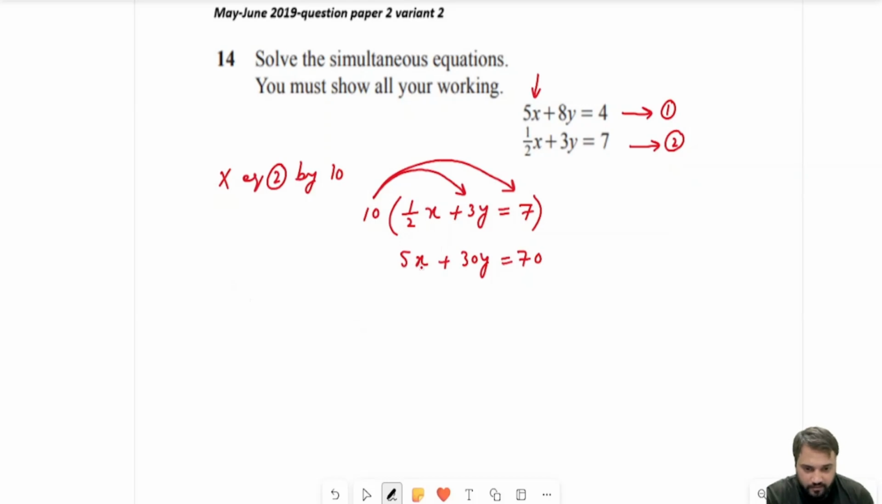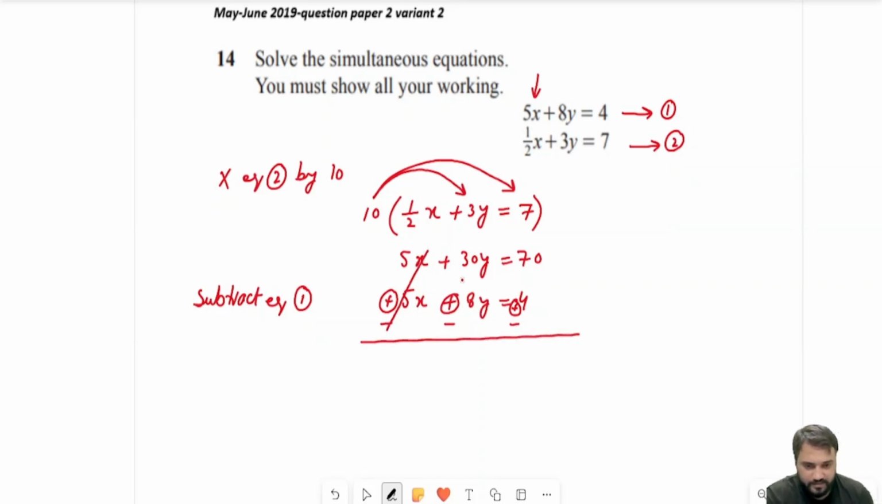Do you see the sign of 5x is positive and the sign of this 5x in equation 1 is also positive? How can we get rid of both the terms? If we subtract them, then we can cancel them. So I'm going to subtract equation 1 from this equation. 5x plus 8y is equal to 4. I'm going to change the sign because we are subtracting. The sign will be negative, here also negative. The sign of 4 is positive, it will be converted into negative.